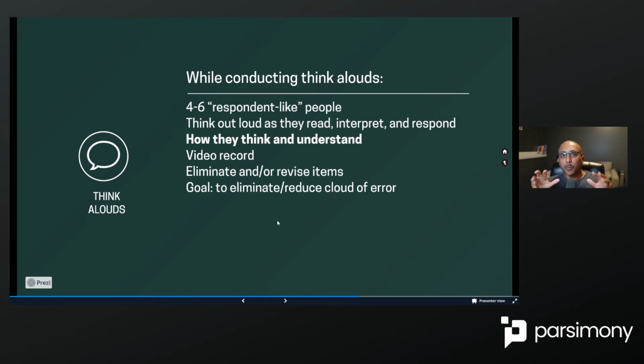So this really puts a spotlight on their thought process to allow you to further reduce. So you have the previous step where you use these best practice guidelines for item writing, and that's great. But now you get to actually hear what people think, something that you can't do when you are just giving out a survey to a few hundred people.